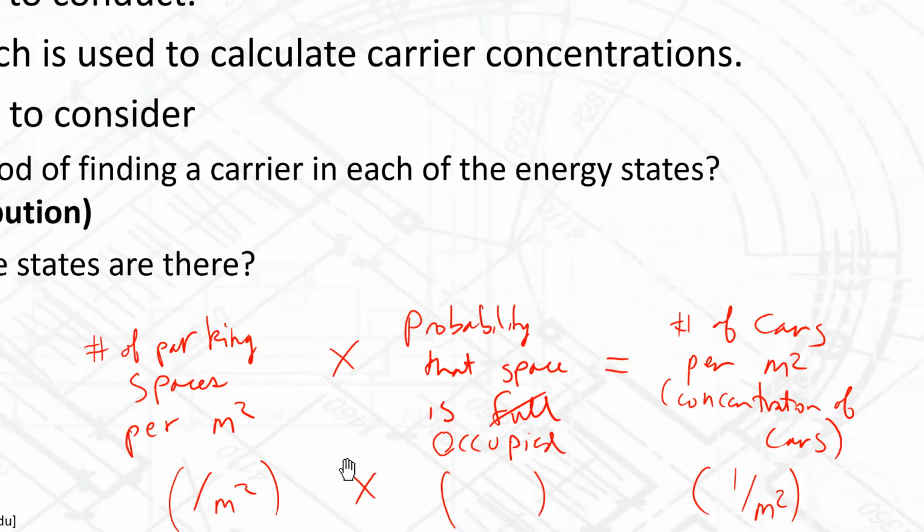Right, the parking lot analogy is like you have what's called the density of parking spaces, the number of parking spaces you have per meter squared. The units for that is 1 over meter squared. You multiply that by the probability that the space is occupied by a car, and a probability is unitless. That will give you units of 1 over meter squared, or cars per meter squared. So this will give you the number of cars per meter squared. In other words, the concentration of cars.